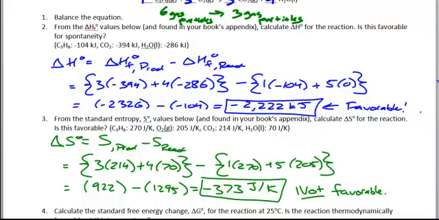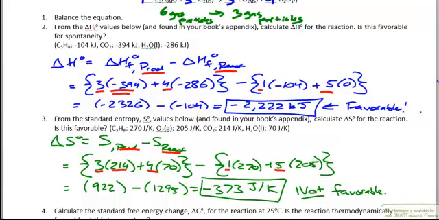Looking back at how we calculated it, you notice that in both cases it's products minus reactants, products minus reactants. Similarly, you have the same coefficients as well. 3, 4, 1, 5, 1, 5. Really the only thing that's different besides the values is the fact that, well, 2 things. One is you can have negative heats of formation, but you have positive entropies. You'll never have a negative entropy.